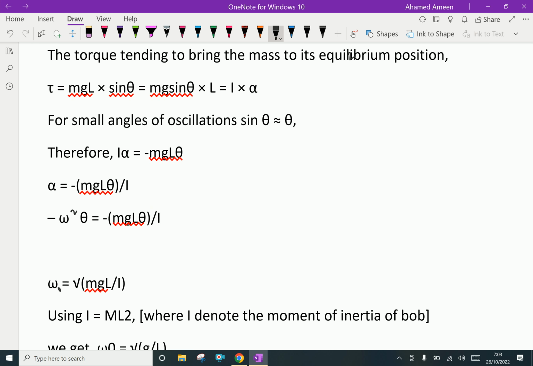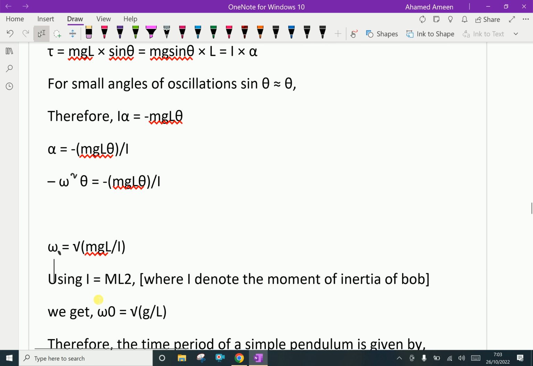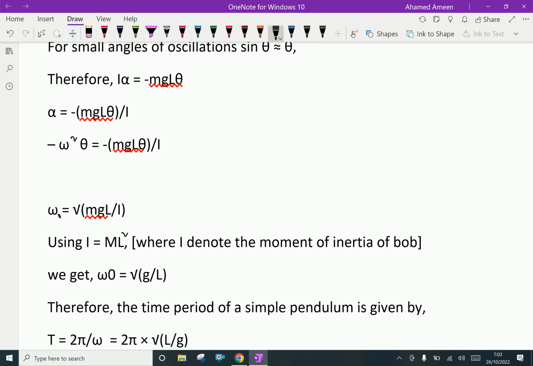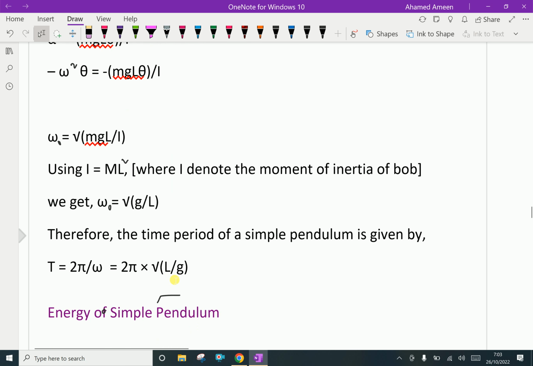Omega 0 equals the square root of mgL over I. Here, the moment of inertia I equals m into L squared, that is mass into length squared, where I denotes the moment of inertia of the body. Therefore, we get omega 0 is the square root of g by L, that is, the initial angular velocity is the square root of g by L.